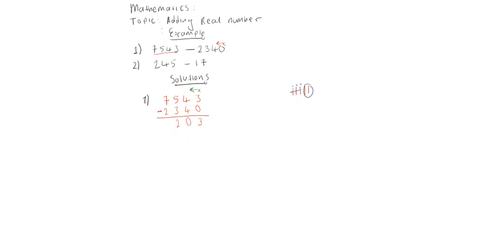What is 7 minus 2? From 7, we remove a 2. The answer will be 5. If you reach this stage, then you can conclude that you are done. So from 7,543, we subtract 2,340. The resultant answer is 5,203.